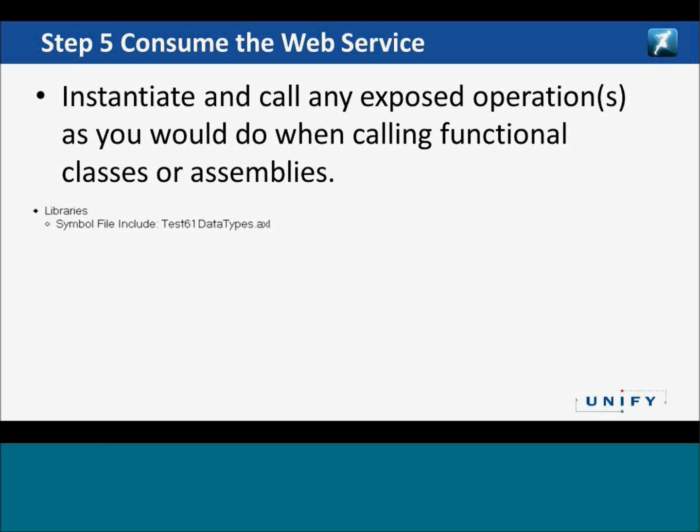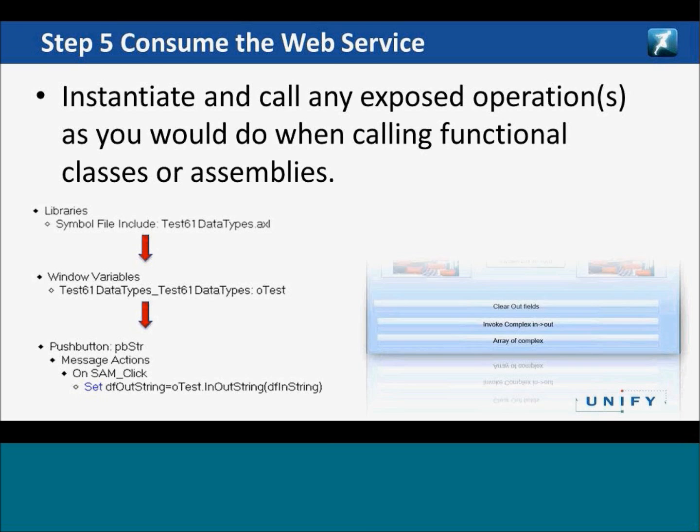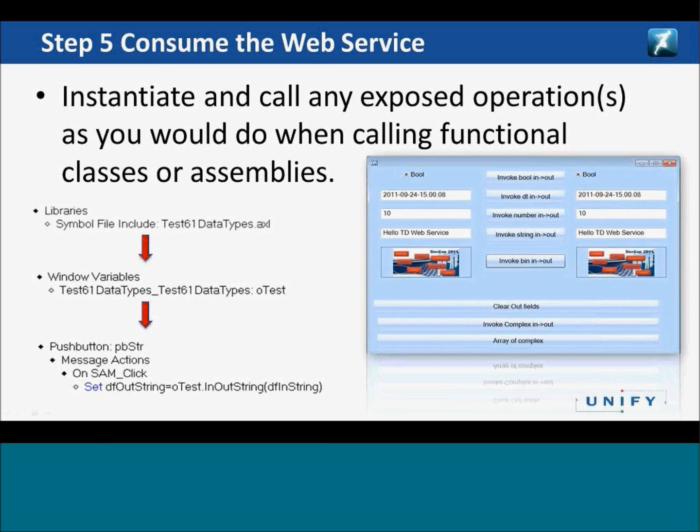So here's the symbol file include of a web service, for example, and then you have the variable definition of a web service class, OTest in this example, and then when somebody clicks on the PB string button, you call otest.inoutstring and pass to that web service operation a data field with a string in it, so a data field with string data type. And that then is being set into a different data field.